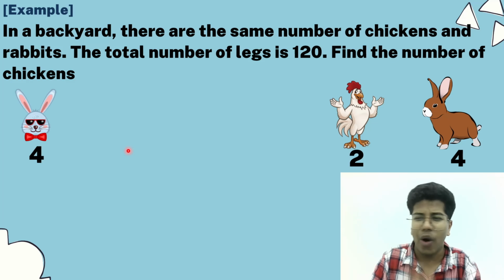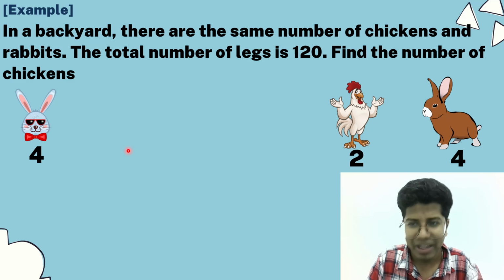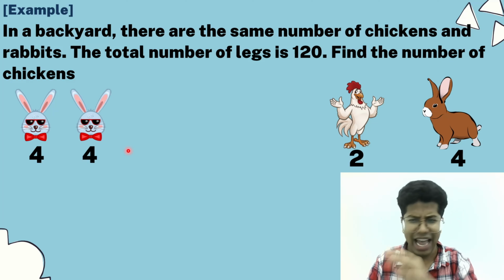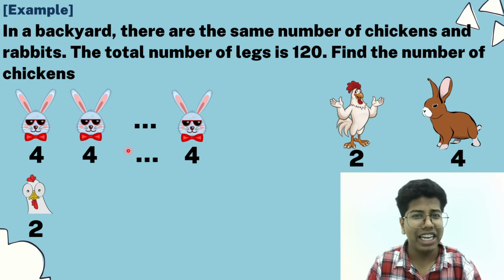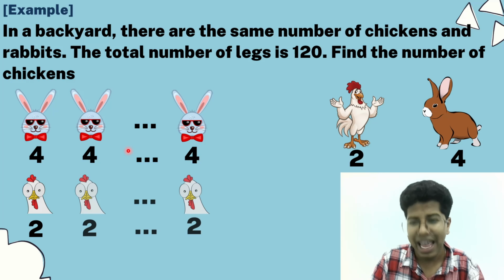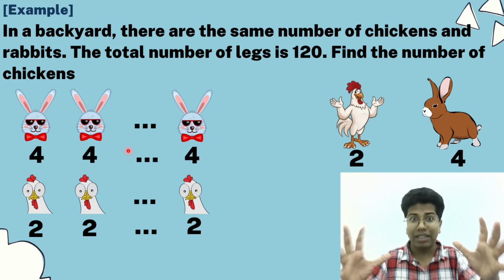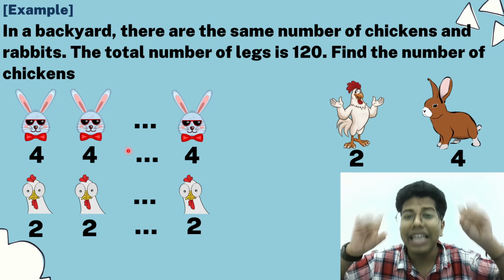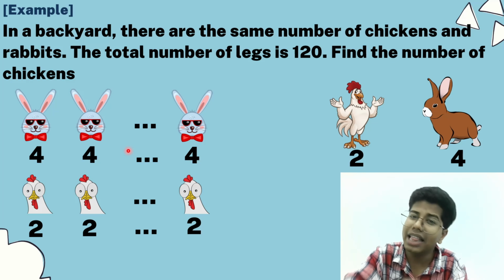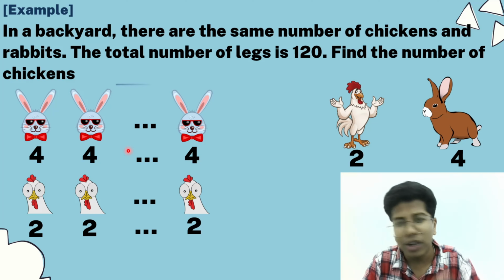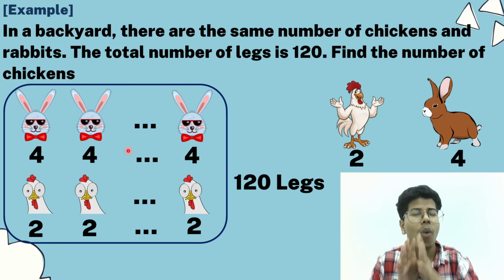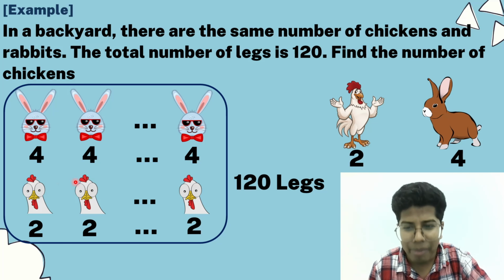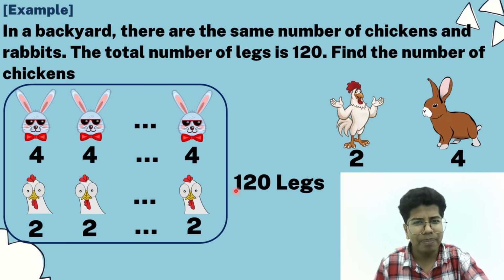So the example says the same number of chickens and rabbits. Let's say I draw a rabbit here. Each rabbit has 4 legs and there are many rabbits. We don't know how many. Now each chicken has just 2 legs and there are many chickens. But the number of chickens and the number of rabbits is the same. And the question says the total number of legs is 120. We need to find the number of chickens that are present.